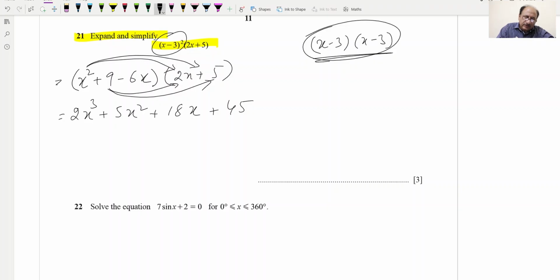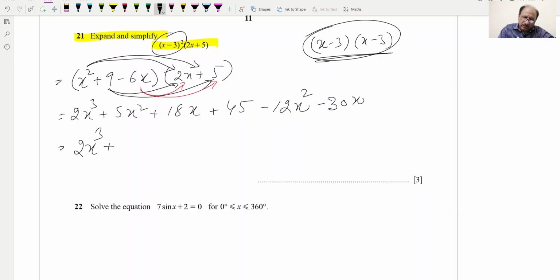Now 6x with 2x will result in minus 12x, and then minus 6x with plus 5 will be minus 30x. And now adding like terms, 2x cubed, there's no other x cubed term, and this should be 12x squared. When we multiply minus 6x with plus 2x, we will get minus 12x squared.